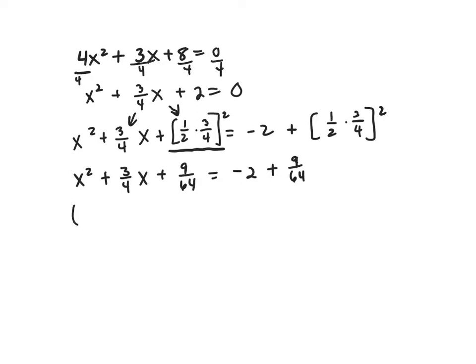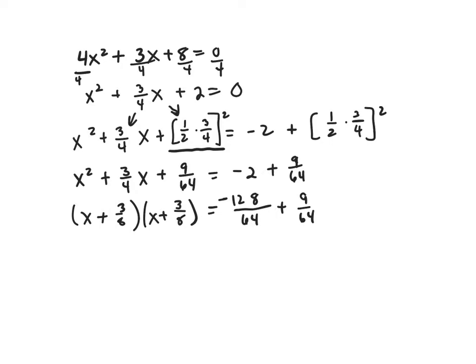And now factor the left-hand side, and that's going to be x plus 3/8 times x plus 3/8 equals, we want to put this over 64. So that's going to be 2 times 64 is 128, negative. So rewrite, you can check this factoring to make sure that's correct.